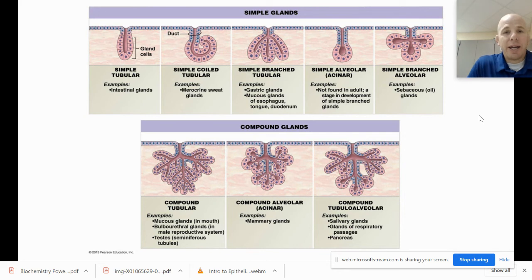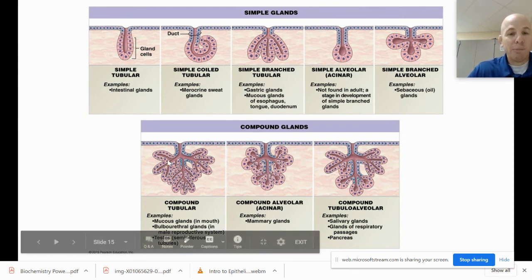Then I have my different types or classifications. So I can look at the ducts and the shape of them. Here I have simple tubular, right? Simple, one duct, and it's kind of tube shaped. Then I have a lot of other classifications like coiled and branched. I'm not worried about you knowing that so much for this class. But understand that simple means one, compound means many ducts leading to the surface.